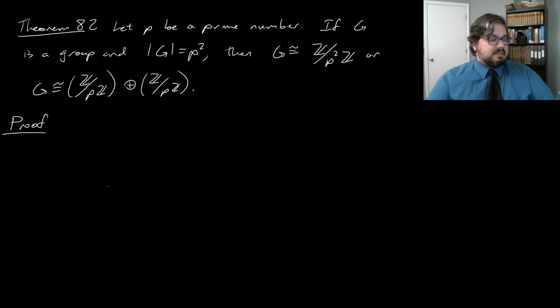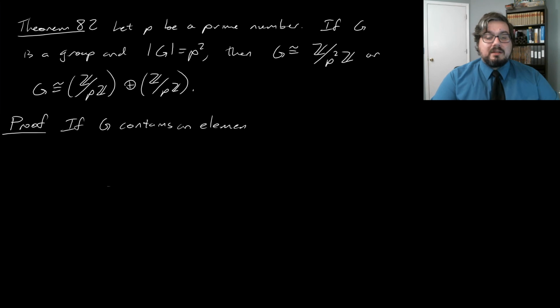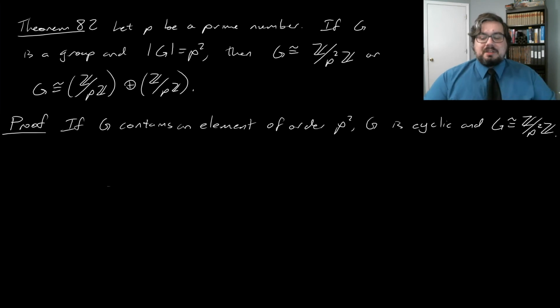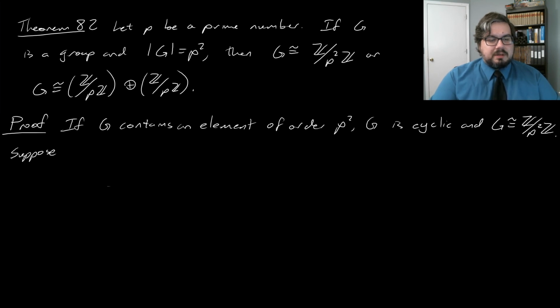All right, let's see a proof of this. Now, if G contains an element of order P squared, then it is cyclic. Then G is cyclic, and so G is isomorphic to Z mod P squared Z. That's sort of the easy version. That's the gimme possibility. There's always a group of every order which is just the cyclic group of that order. So let's assume that's not the case. So suppose otherwise.